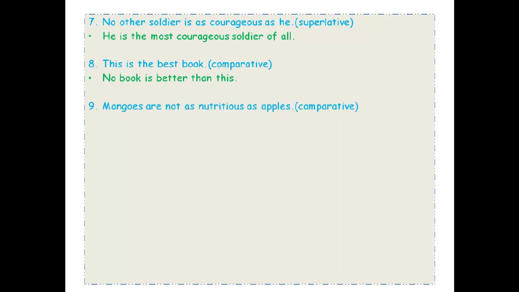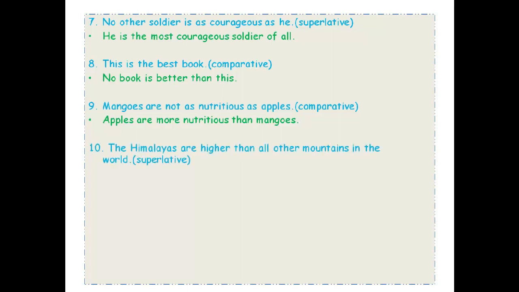Mangoes are not as nutritious as apples. Nutritious is in the positive degree and we have to use the comparative of nutritious. When I say mangoes are not as nutritious as apples, this means what? Apples are more nutritious. So I can say apples are more nutritious than mangoes because comparative degree of nutritious is more nutritious.